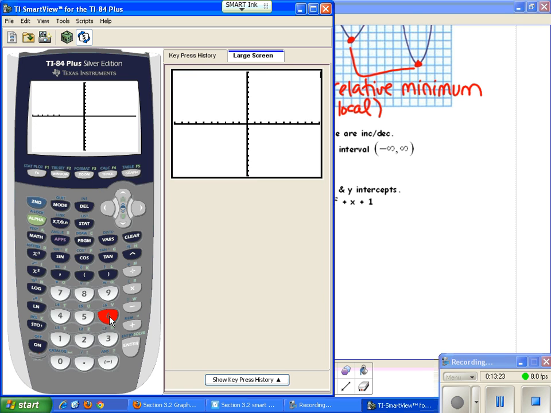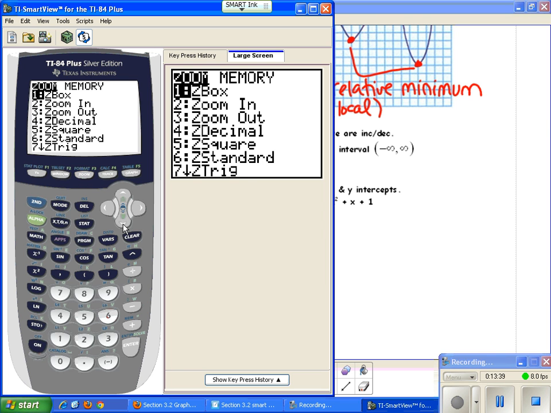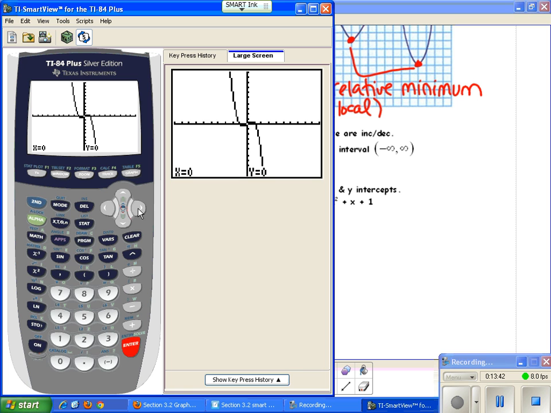Then I always like to hit zoom 6 because it's a standard window, and check out what's happening with my graph. So this is what my graph looks like. Now, if I look around this middle section, I'm having a hard time determining what is going on there. So I'm going to zoom in a little bit closer around that point. When you do that, if you just hit enter, it'll zoom in. And now you can see, it's a good thing we did that because I have a local maximum and a local minimum. So I have this point here and this point here that I need to find.